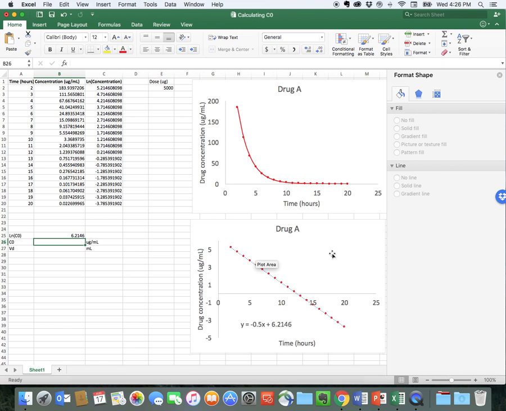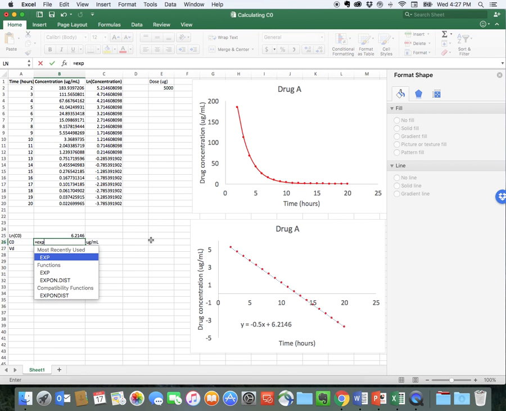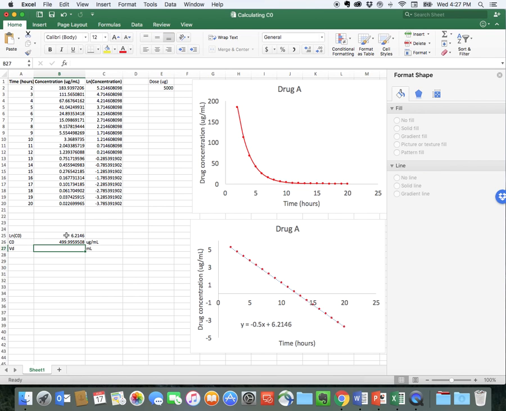6.2146. Now, to know actually what this is the natural log of the concentration, so let us calculate what that actual concentration is, and that is e to the power of that number, and that gives us the actual concentration. So the actual concentration at time 0 is predicted to be 499.99, or for all practical purposes 500 micrograms per milliliter.